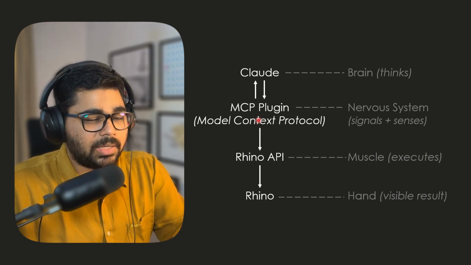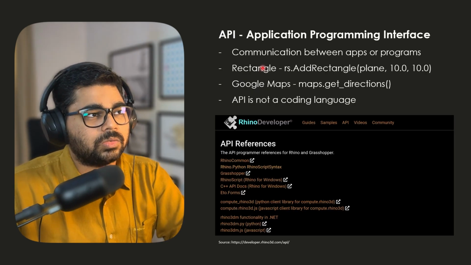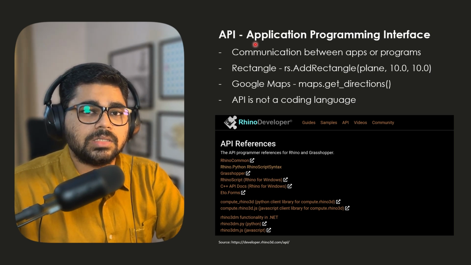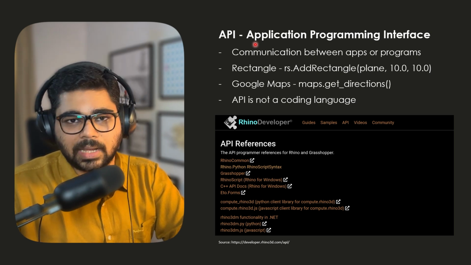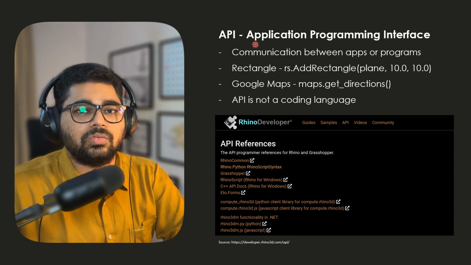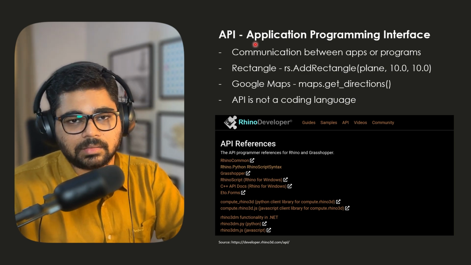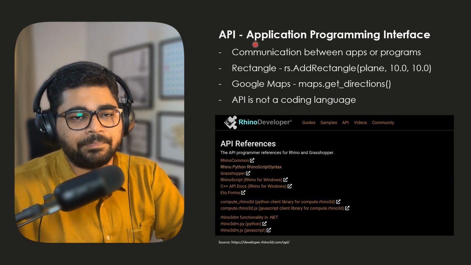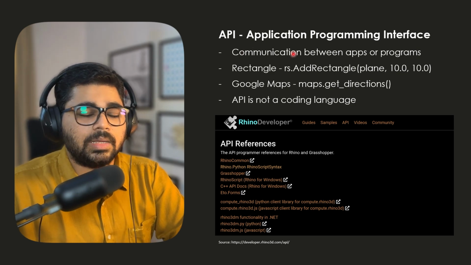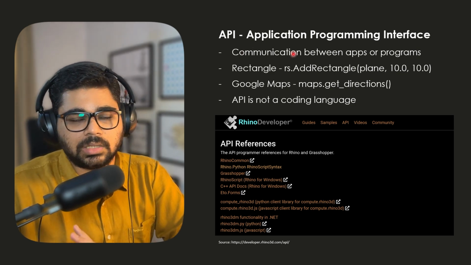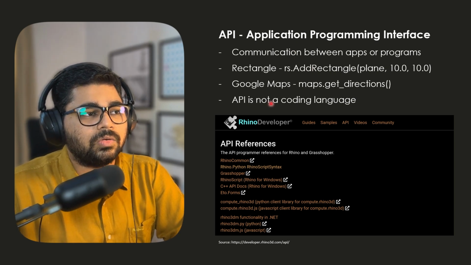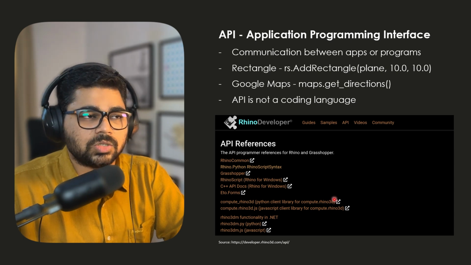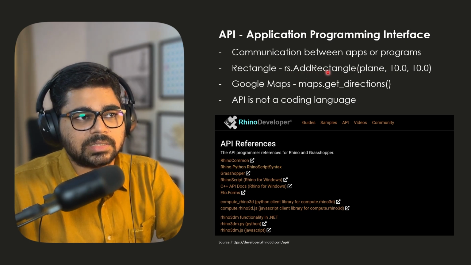Okay, now API. One last terminology. API basically stands for Application Programming Interface, right? Now this is helpful for any app to communicate with another app, right? For example, if I want to talk to Rhino, of course I can directly type, but Claude can't directly do it, right? Or the MCP plugin can't directly do it. And that's where API comes in, right? API is not a coding language, which is something I was confused about for a long time. For example, if you go to Rhino developer, you will see all the API references that they have for Rhino and Grasshopper. And an API call kind of looks something like this: add rectangle.